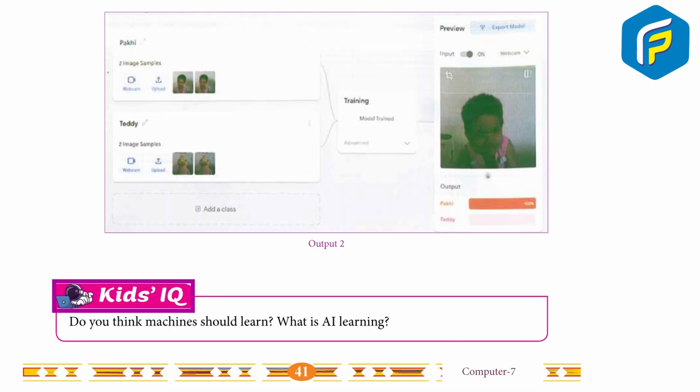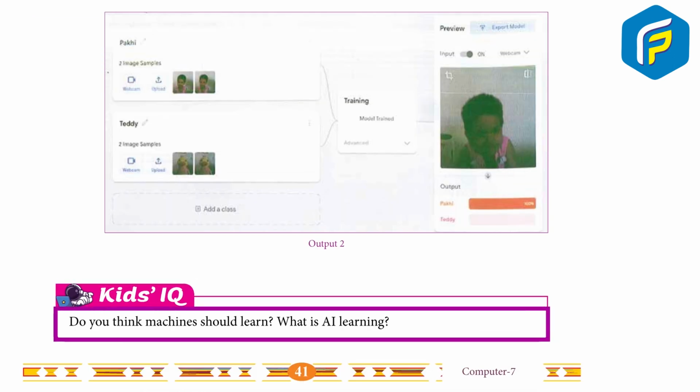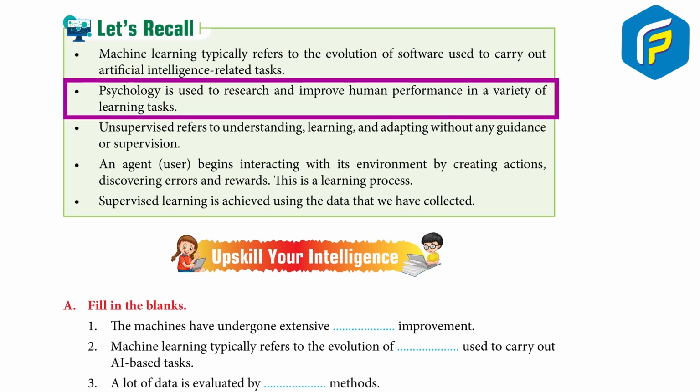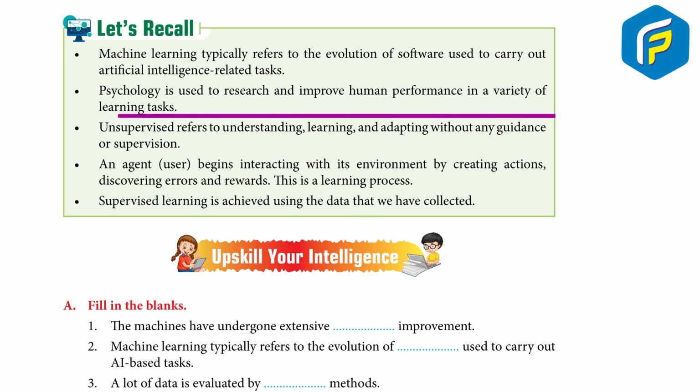Kids IQ. Do you think machines should learn? What is AI learning? Let's recall. Machine learning typically refers to the evolution of software used to carry out artificial intelligence related tasks. Psychology is used to research and improve human performance in a variety of learning tasks. Unsupervised learning refers to understanding, learning and adapting without any guidance or supervision.